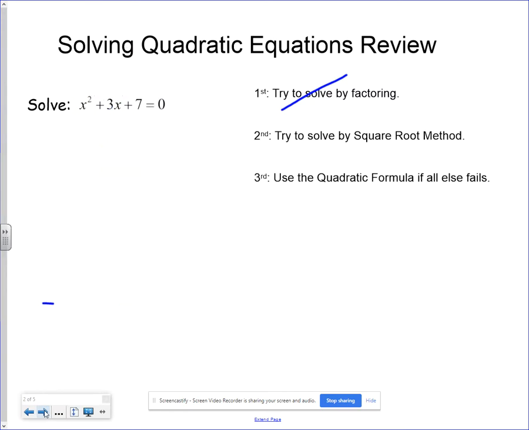So let's try our second way. Can I solve it by the square root method? Well, to use the square root method, it has to be in this form. Okay? It can't have a linear term. It has a linear term. So the square root method is ruled out. So the way that we have to solve it is by the quadratic formula.